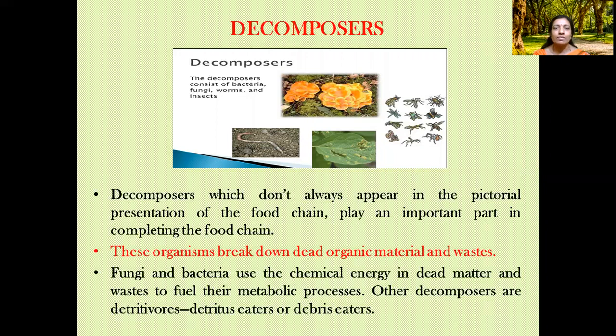Now, along with these different trophic levels, we have another group of organisms who form a very important link in the food chain. They are the decomposers. They may not always be shown or pictured in a food chain, but they play a very important role in completing the food chain. These decomposers are those organisms which break down dead organic materials and wastes. The most common examples are fungi and bacteria. They convert these dead living organisms into nutrients.